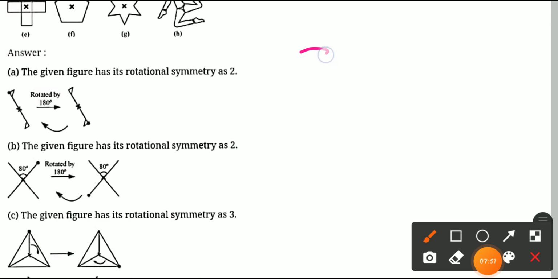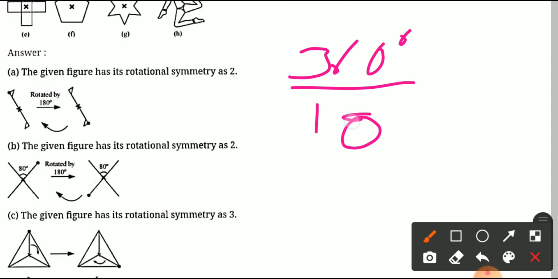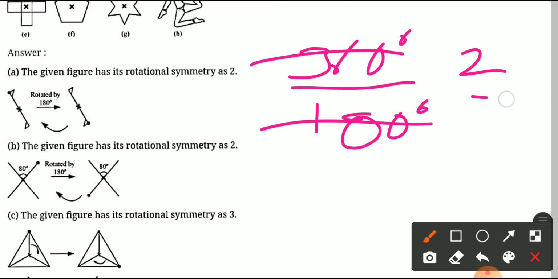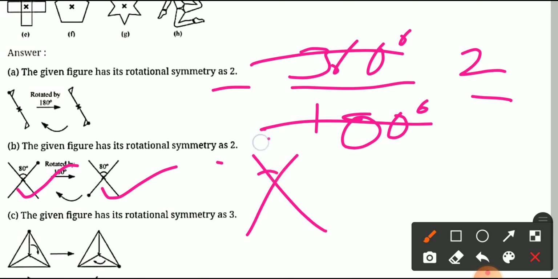Why? So look at the first part. I told you 360 degree is the complete angle, and if you divide it by 180 degree, what will you get here? 2. That's why you get 2 here. Now if we talk about this, after how many rotations will you get exactly this figure? The angle formed here is 80 degree. What is it? 80 degree. So what is the measure of the next angle? 100 degree. Okay, so this one is 80 and this one is 100.